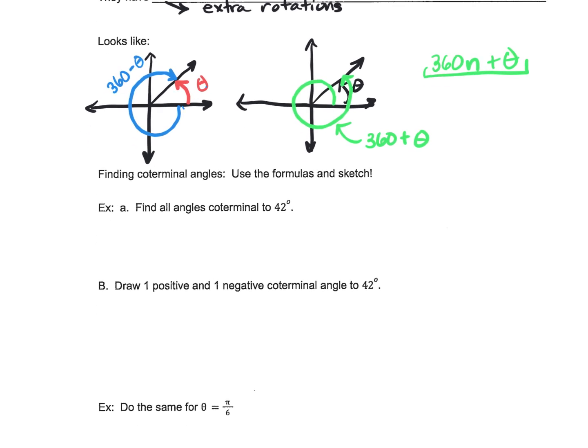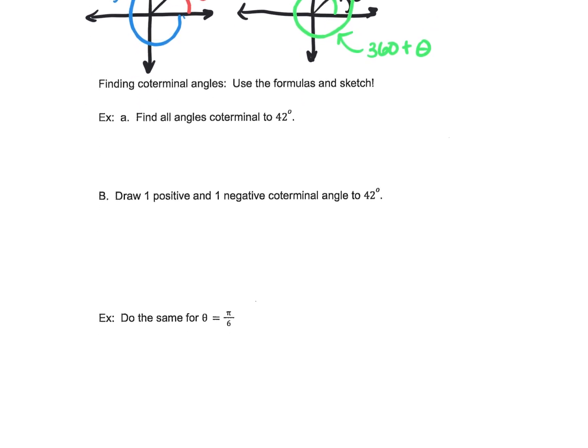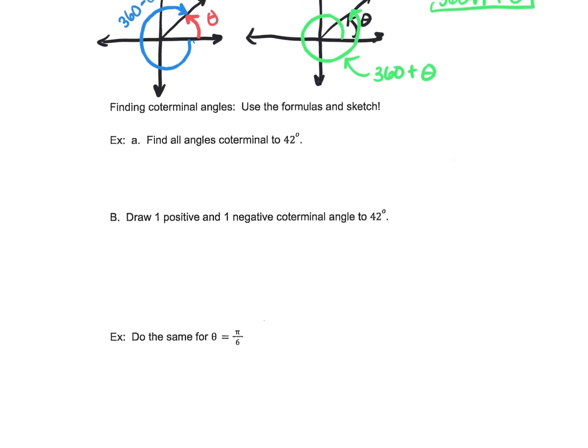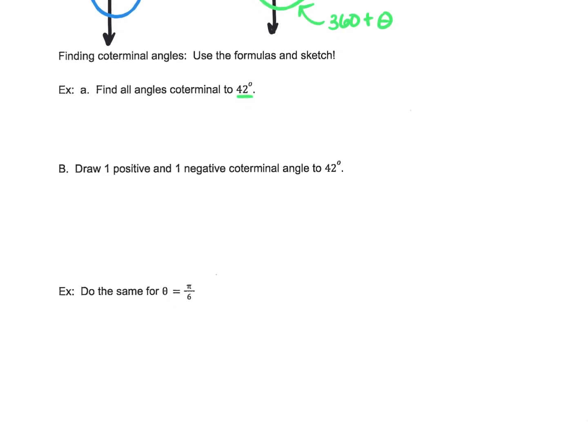Okay, so let's look at this. It says find the coterminal angles. Use the formulas in sketch. So if I want to find 2 coterminal angles, just 2, or all of them, we could do all of them. So how do I find one coterminal angle? The backwards one. If the angle is 42, how do I find the one that's backwards from it? 360 minus 42, which would be what?